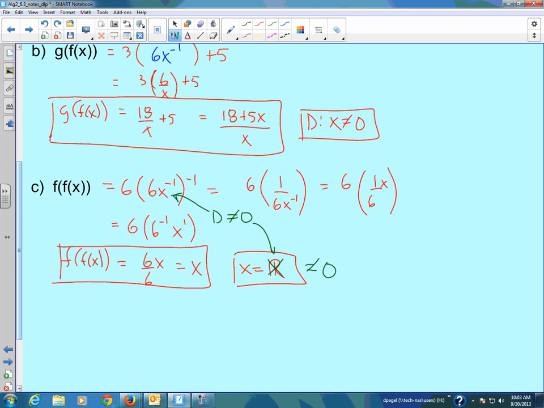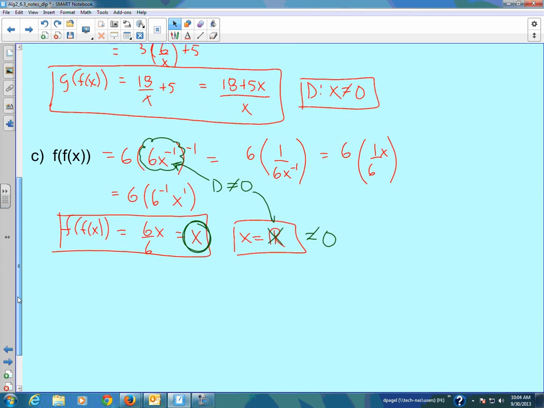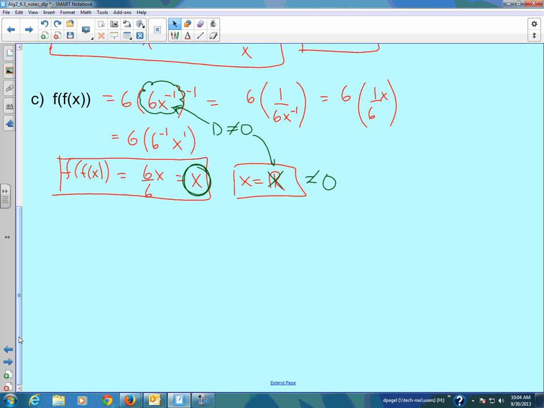So that's why we go and look at the original functions when we're plugging these things in, to see what's happening with my domain values. Even though I've simplified it down to just this, that part of the problem started out where I had 6 times 1 over x. And that 1 over x part is telling me I can't be equal to 0. So be careful of those composites where you have those denominator values.